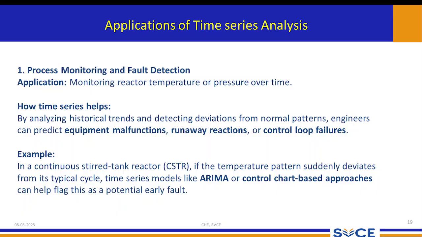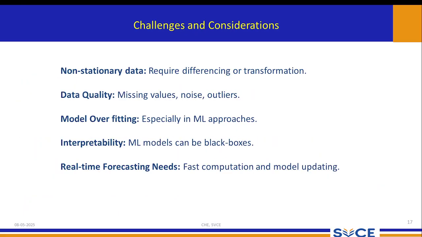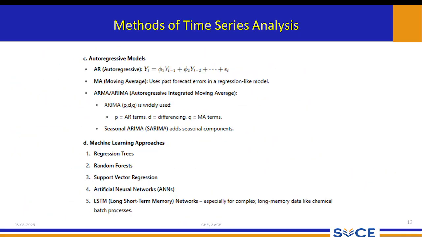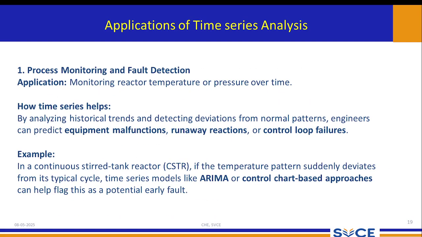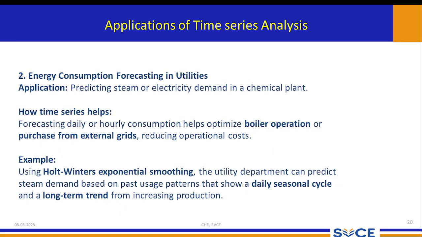So by knowing the historical trend and detecting the deviation from the normal pattern, one can easily predict equipment malfunction. So time series analysis helps in process monitoring. In a continuous stirred tank reactor, the example is ARIMA, an auto-regressive integrated moving average. ARIMA or a control chart based approach can help flag this as a potential early fault. So that is process monitoring, and time series analysis will help us.